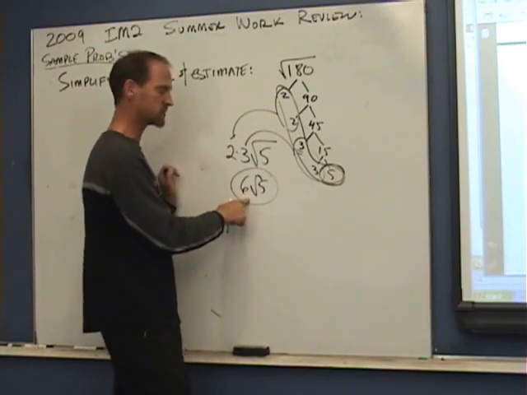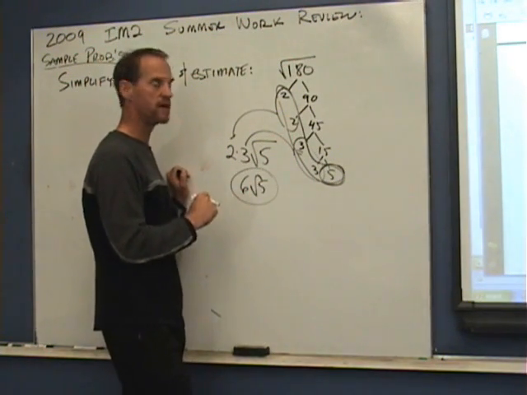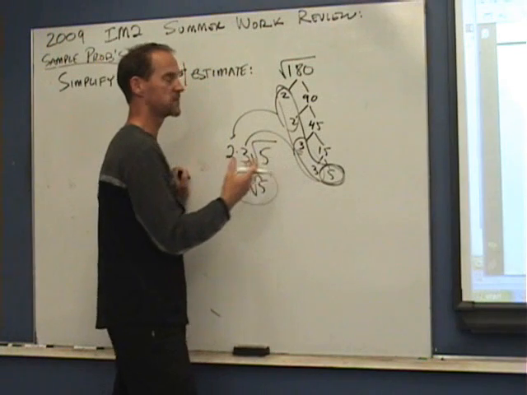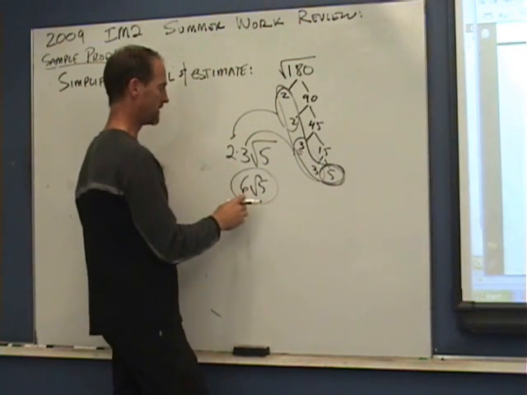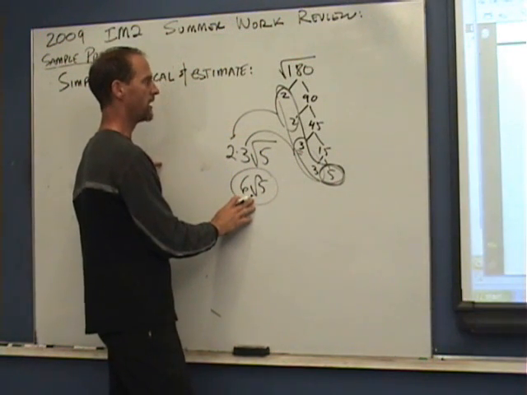So this is simplest radical form, pretty straightforward. Sometimes these can be really long, sometimes they don't work out, they're really short, but that's what you do.